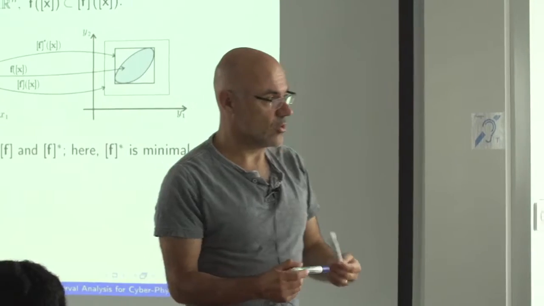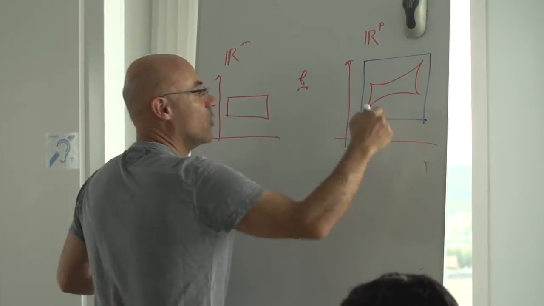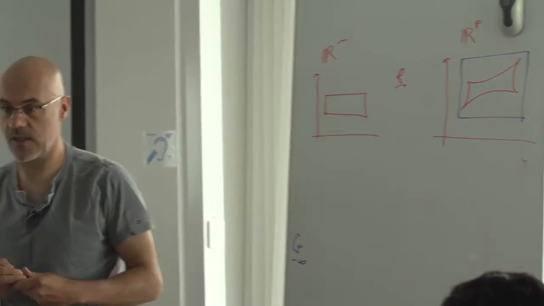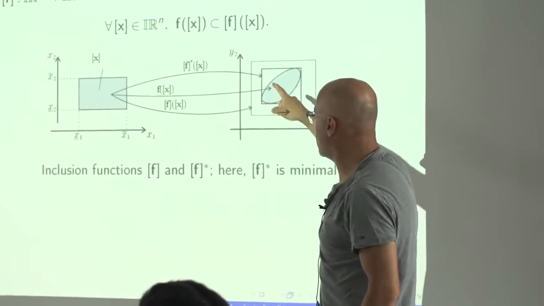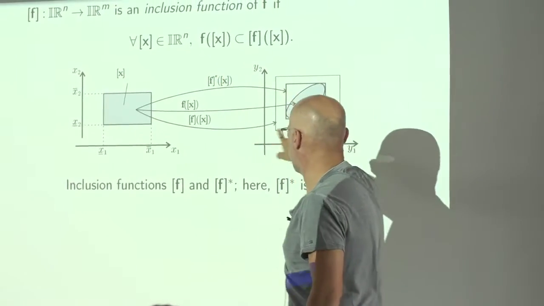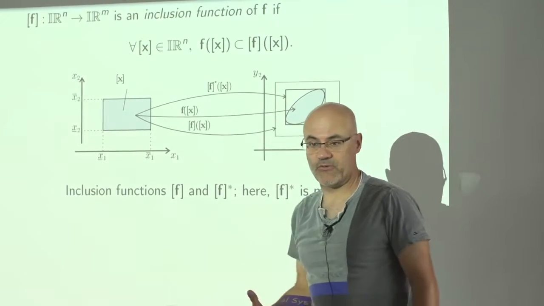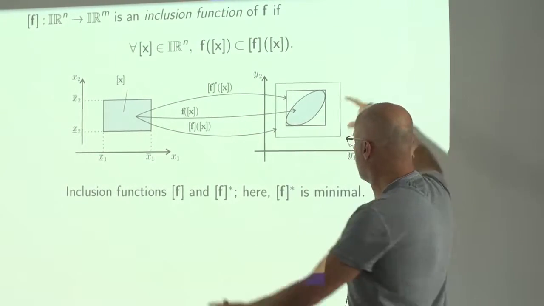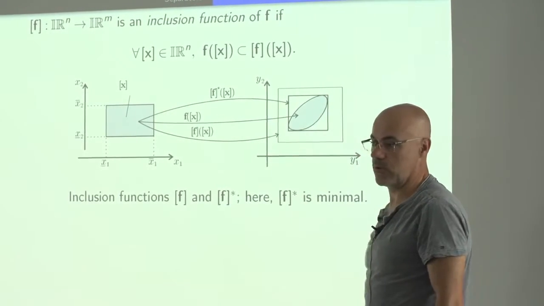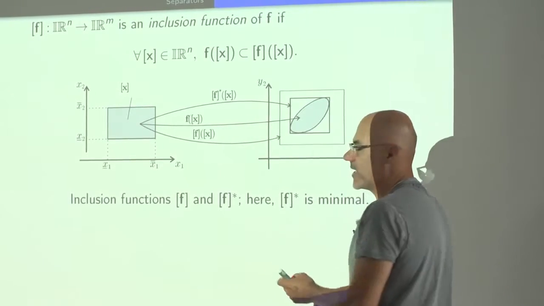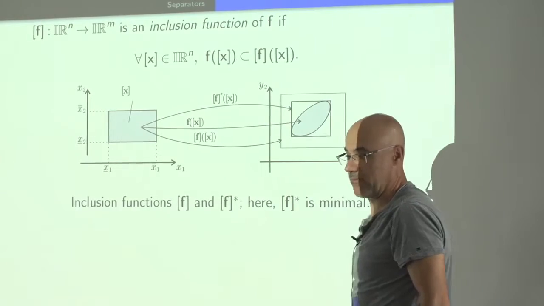What I want to compute is a box which encloses all possible values. So how can this be done? It is what we call an inclusion function. If I enclose all possible values, I say that I have an inclusion function. We have the minimal one, which is here, the best one. This one is difficult to compute in general. But what we can do with interval analysis is to compute one easily.